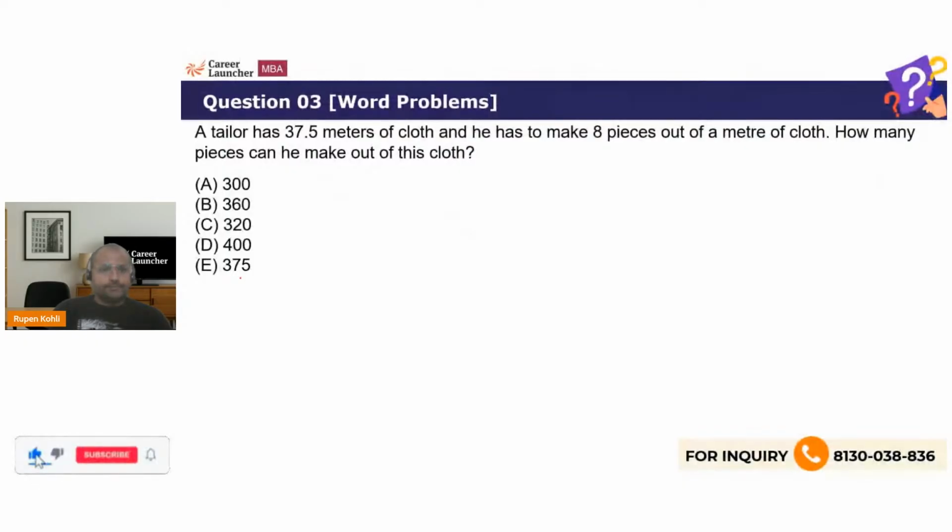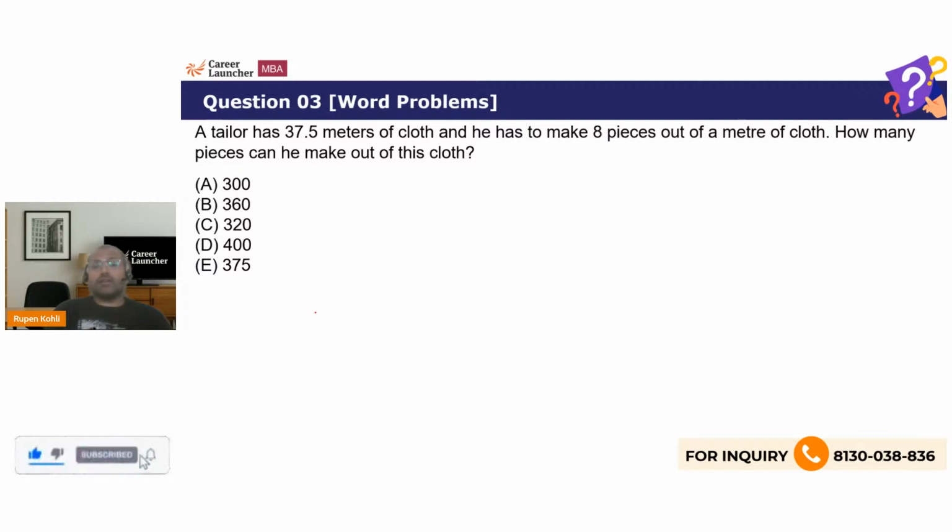All right. This is one of the easy questions that I saw. Most of the questions that we are looking at are the recent year questions only. A tailor has 37.5 meters of cloth and he has to make 8 pieces out of a meter of cloth. How many pieces can he make out of his cloth?